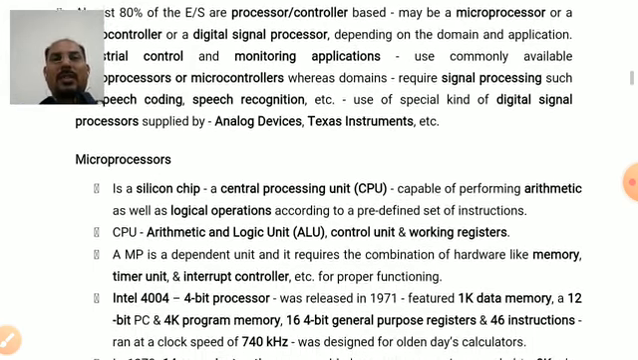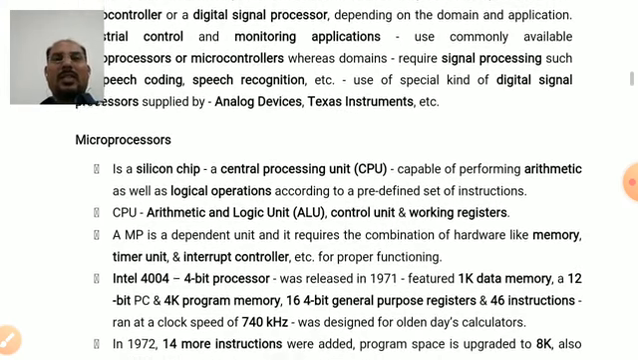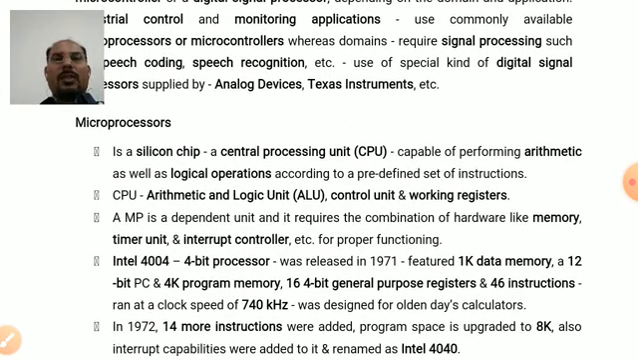Let us begin with the first type in this, that is microprocessor. What is a microprocessor? It is a silicon chip which consists of a CPU, that is central processing unit. As we all know, the CPU consists of an arithmetic and logic unit, control unit and the working registers. The arithmetic and logic unit is responsible for performing the arithmetic operations and logic operations.